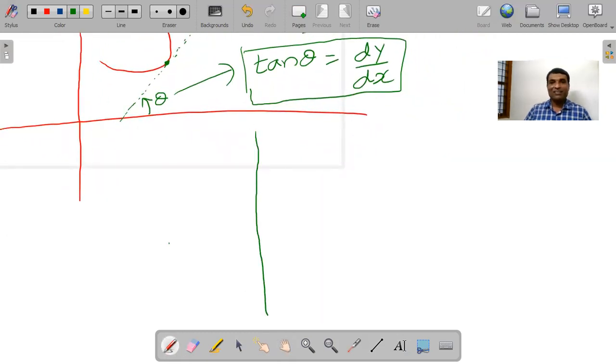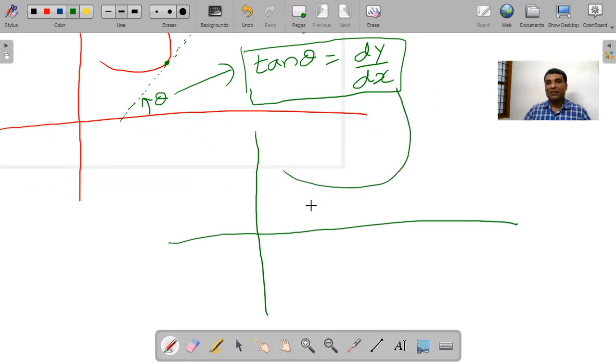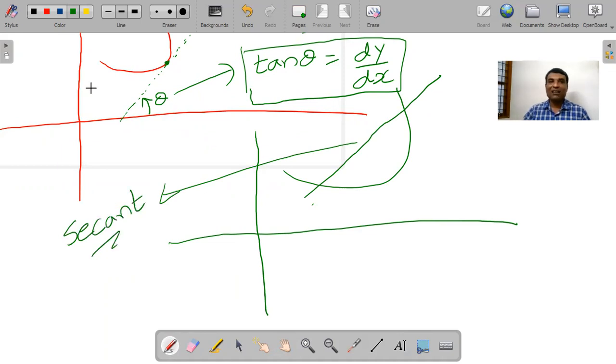Now I am drawing the same curve or another curve, arbitrarily drawing a curve. Now I am drawing a secant, because this line is a secant. Why is it called a secant? It will cut the curve at 2 points. It cuts the curve here and at this point also.